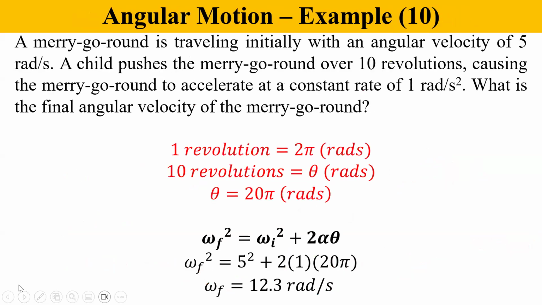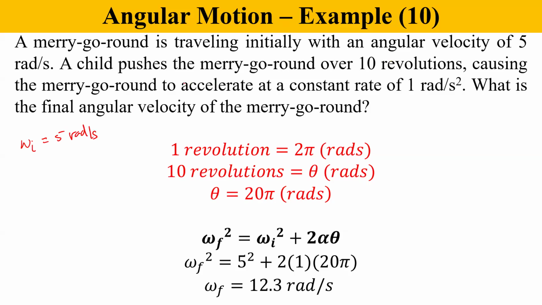All right, so here we have example 10. I know a lot of you would have ridden on a merry-go-round. It is traveling initially with an angular velocity of 5 rad per second. So right there you have a velocity in rad per second, that's your omega. It says the initial one, so your omega i is equal to 5 rad per second. That's your initial velocity.